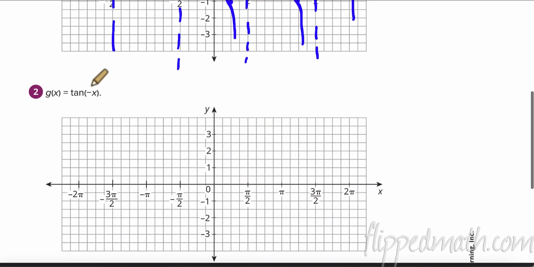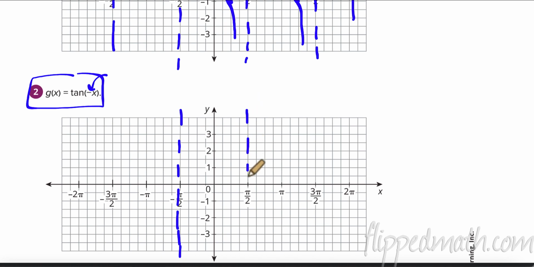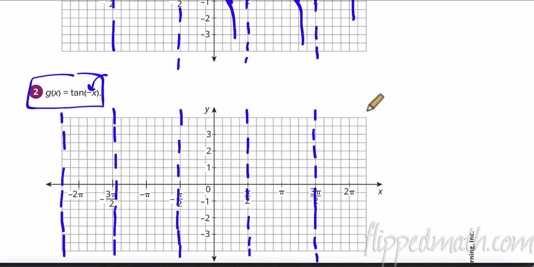All right, I want you to try this one. Think about what that negative on the inside means. I'll start you off with this. There are some asymptotes here and here. The period is pi units away. Pi units away, yeah.